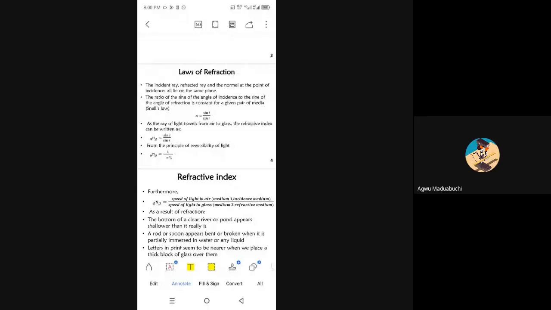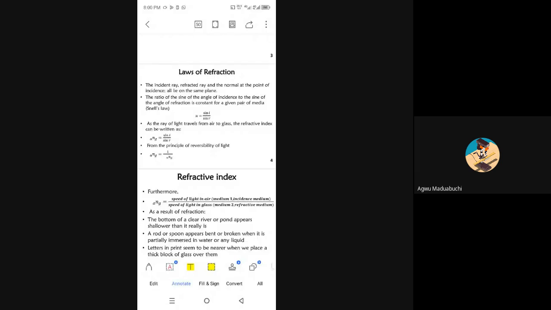Law of refraction. The incident ray, refracted ray, and the normal at the point of incidence all lie on the same plane. The ratio of the sine of the angle of incidence to the sine of the angle of refraction is constant for a given pair of media. Snell's law.